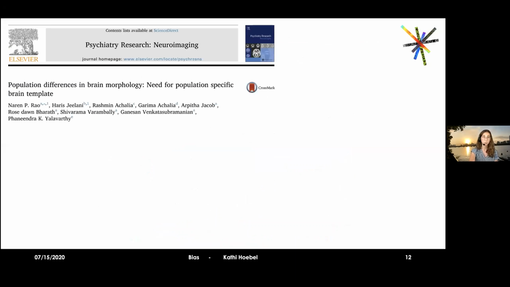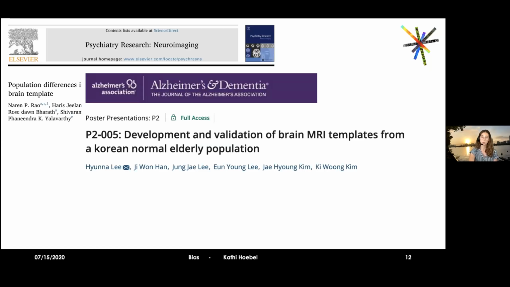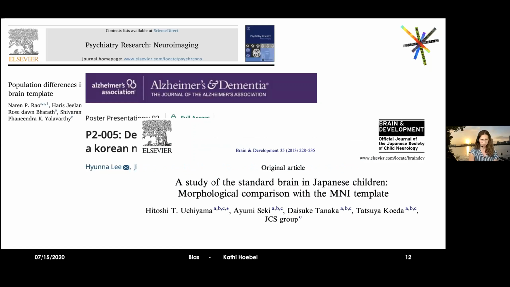Another potential source for bias are differences in brain morphologies between ethnicities. Papers like this one have shown that on average, again, brains from an Indian study population are significantly different from the typical MNI brain atlas, which has been developed using only Caucasian individuals. The same has been shown for populations from Korea and also Japan, and not just in children. There are many more in the literature, mostly Asian populations.